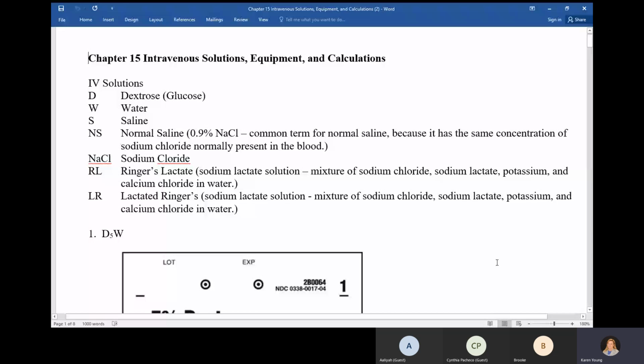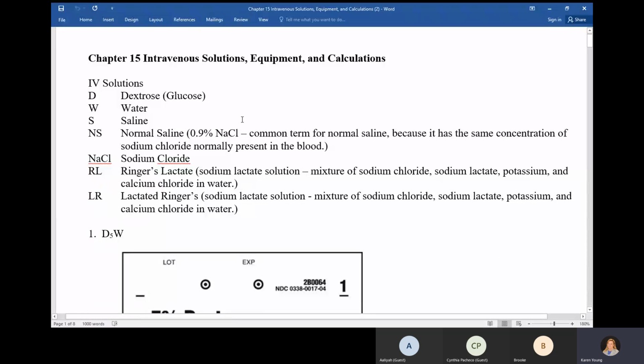All right, so chapter 15, IV solutions, equipment and calculations. We're going to concentrate mostly in this class on the flow rates. There's a lot in this chapter, but it all has to do with different flow rates. So this first part that we're doing today, I'm going to give you the definitions, talk about the IV bags a little bit, but we're mostly going to concentrate on the flow rate calculations. And we work it basically the same way. We're just looking at different things.